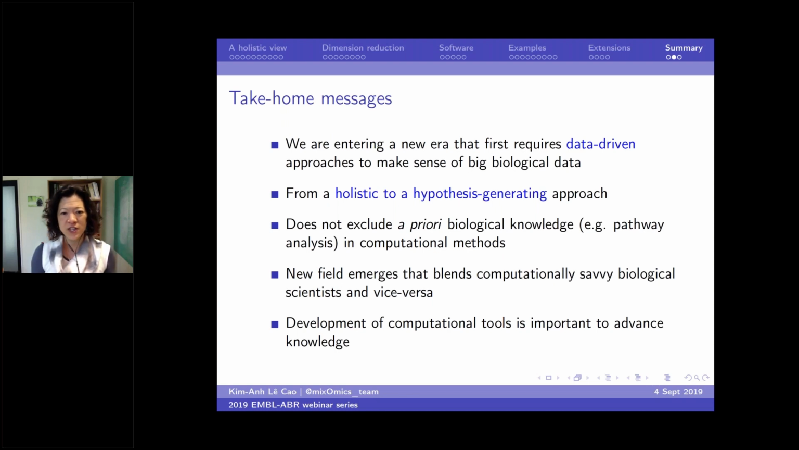And so to conclude, I hope I could show you that those multi-omics studies are complex to analyze, and they require data-driven approaches to make sense of those data sets, and that we need to go to a holistic and hypothesis generating approach. That doesn't mean that it should be data-driven only, and I'll show you that you can also include pathway information in the methods. But basically, we are at an exciting time where we work together between biologically focused and computationally focused scientists. And I hope that I could show you with those examples that the development of those tools is actually really important to make sense of those big data sets and to advance knowledge.